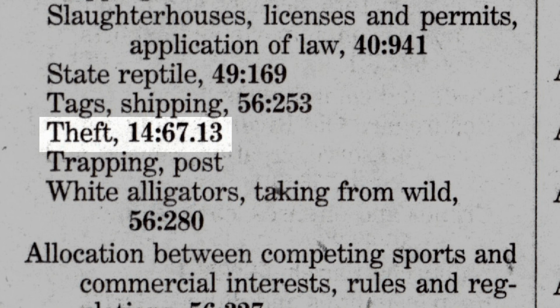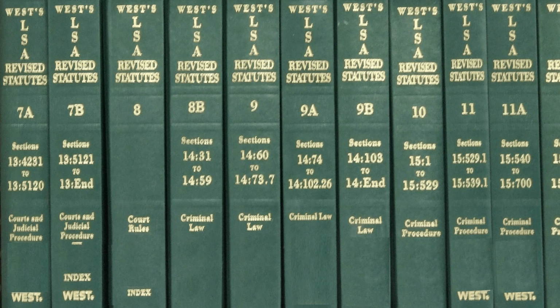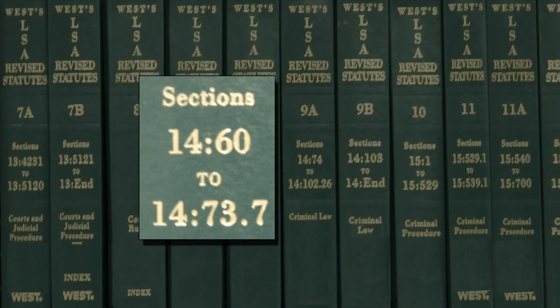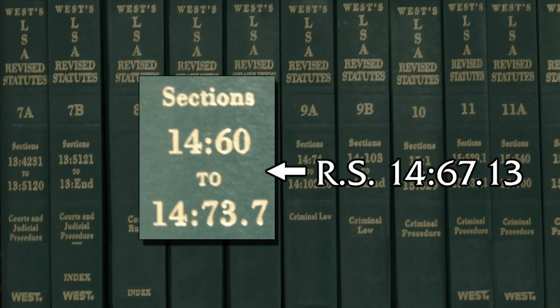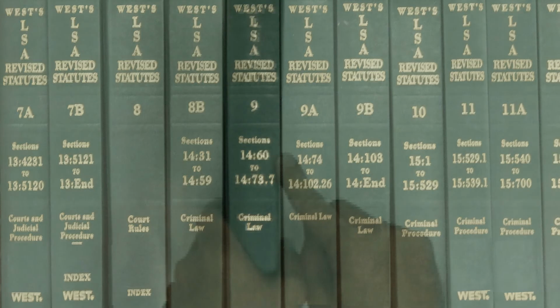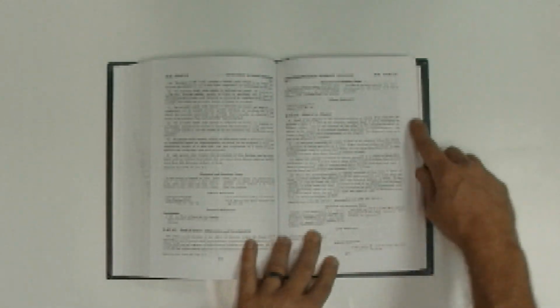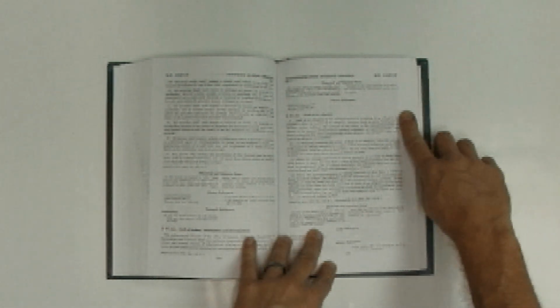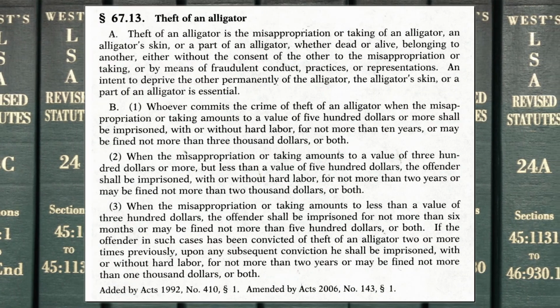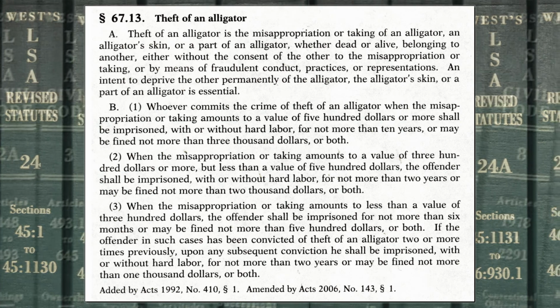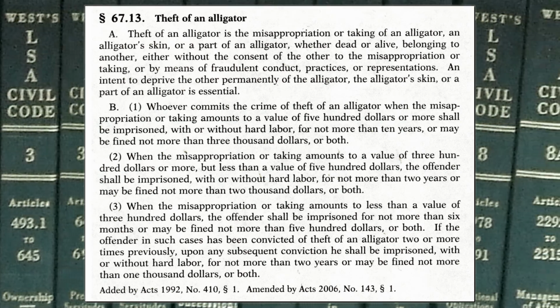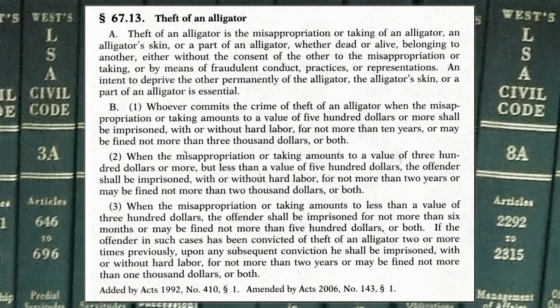With that citation in hand, look in the Revised Statutes component of the LSA for Title 14 and find the volume that indicates on the spine that it contains Section 67.13. In that volume, flip through the pages until you find 67.13, Theft of an Alligator. This section defines theft of an alligator, then sets up a 3-tiered penalty based on the value of the stolen alligator or, as the statute specifies, the alligator parts.